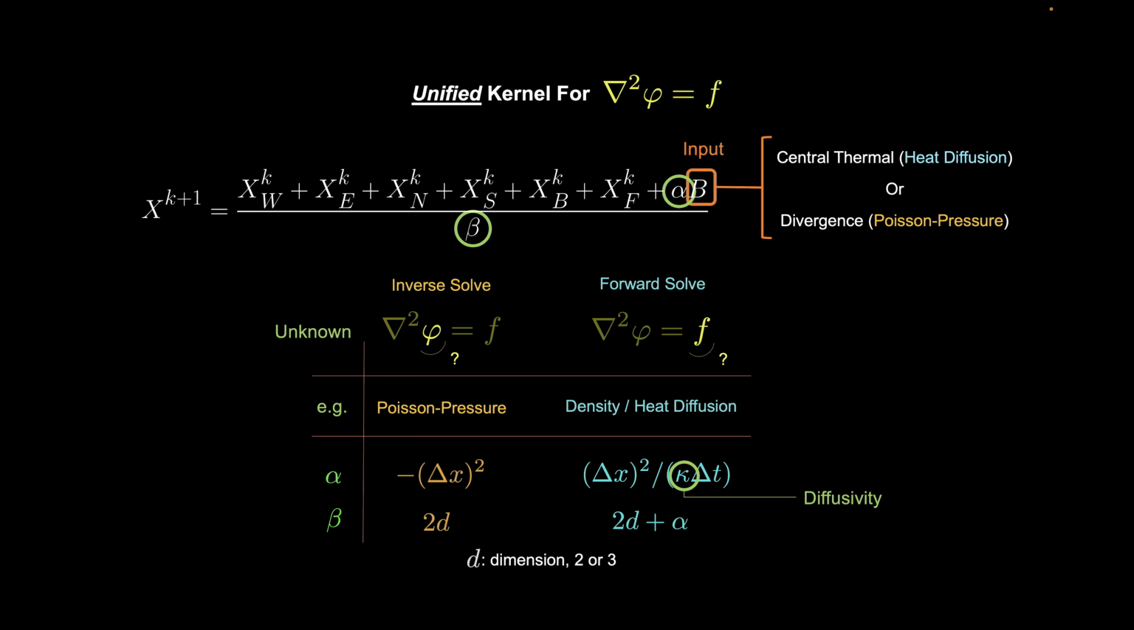Beta simply controls if we are doing things in 2D or 3D, and in the case of solving for diffusion, it needs to know about alpha as well. Please note that we now have two more neighbor cells in 3D, back and front, which are shown by subscripts B and F here. You can find the details of deriving alpha and beta in the paper.